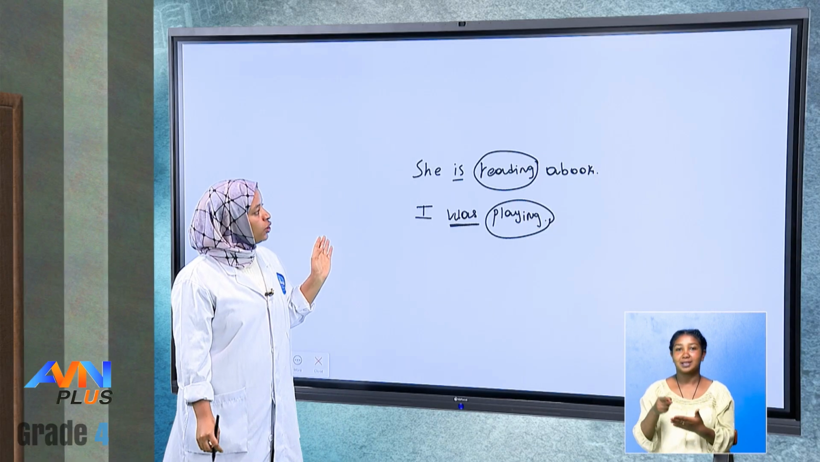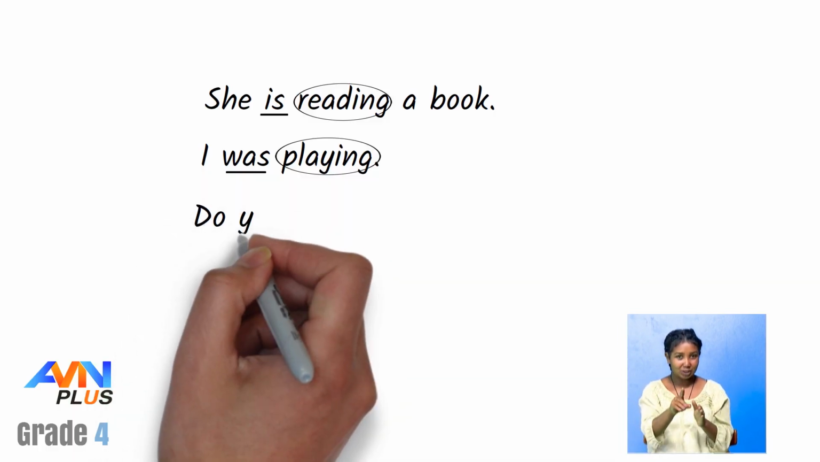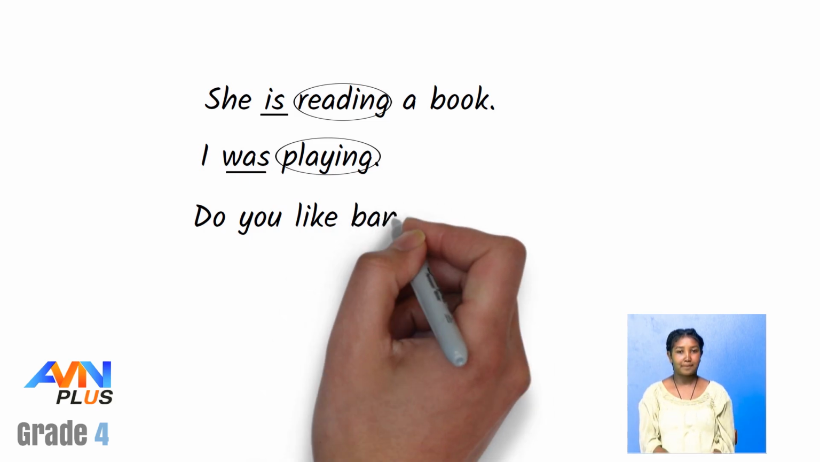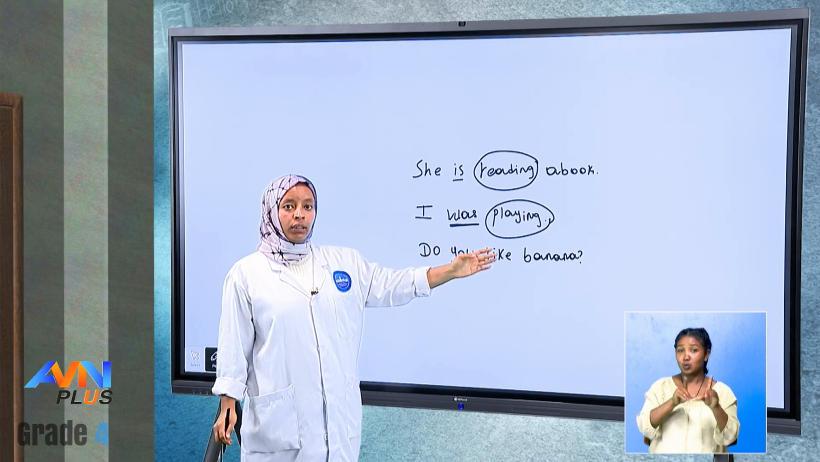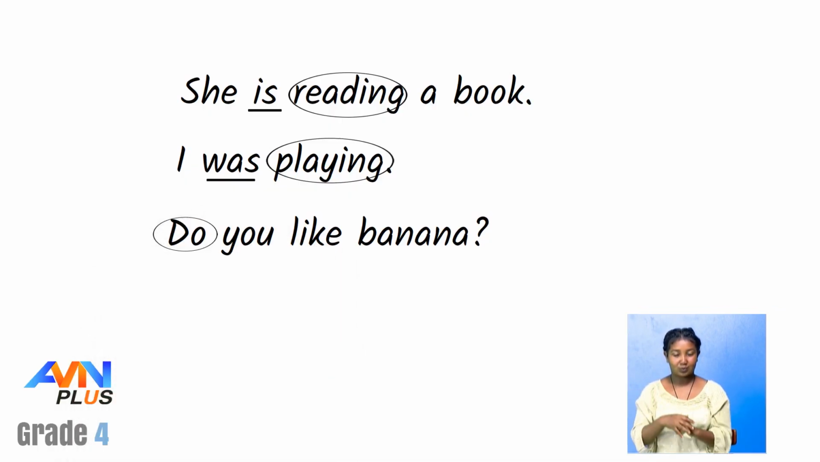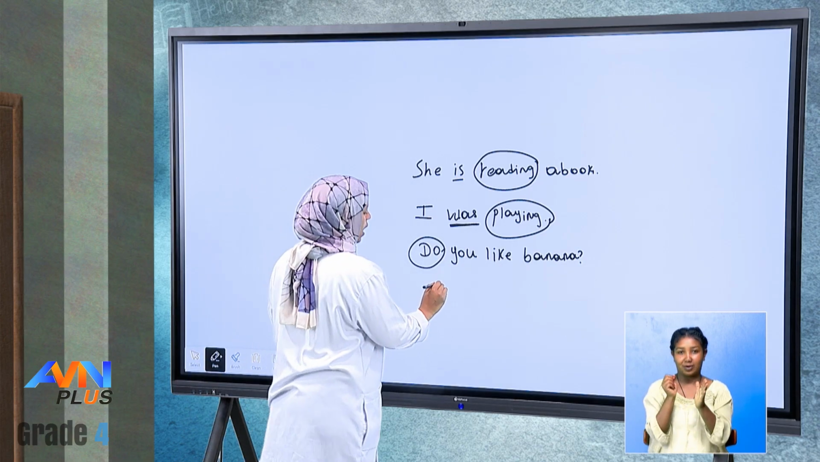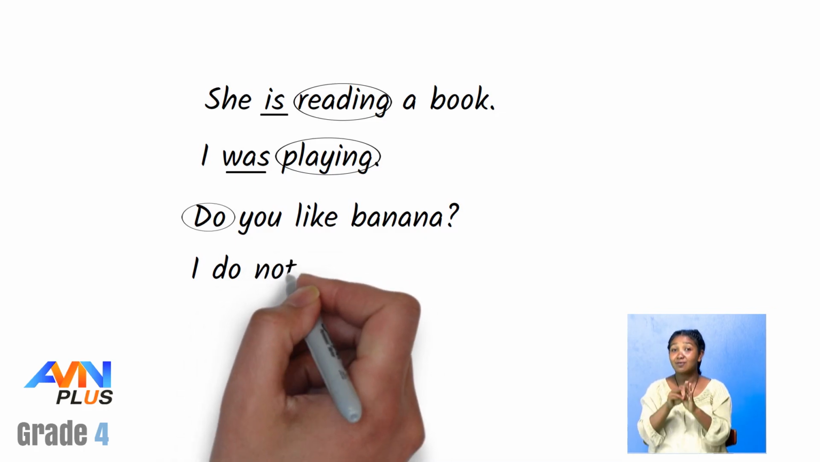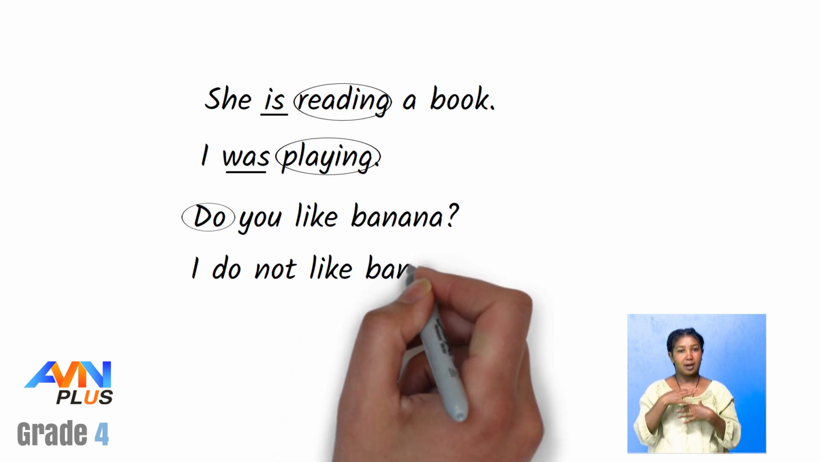Let me show you what do and does. For example, for a question: do you like banana? Here is a question, do you like banana? Here is do. This is what? Question. Let me make it negative, for example. I do. Look, to make it negative, we can use what? Not. I do not like banana.